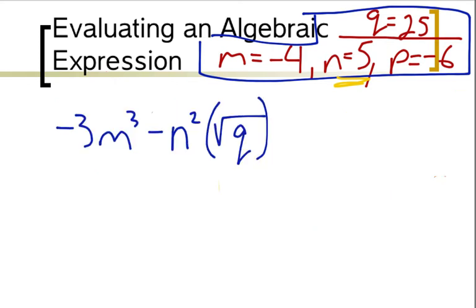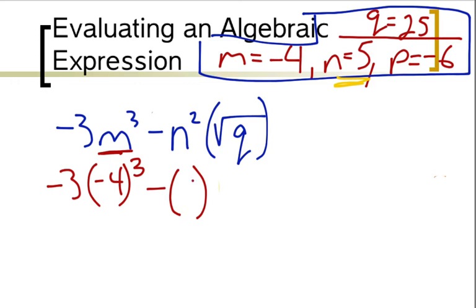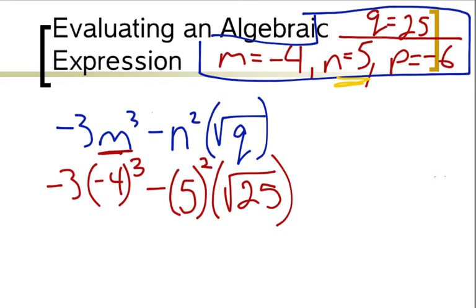Alright, in this next problem we've got some exponents to deal with and a square root symbol. So you can see I need to replace my m with -4, and I put parentheses again because it's going to be raised to the third power. I want the negative to get raised to the third also. So I'll bring down my -3, minus, I need to replace my n squared in parentheses. N is going to be 5, and it's raised to the second power, times the square root of my q, which is 25. So I replaced each variable with its corresponding number. So you can see how I substituted.